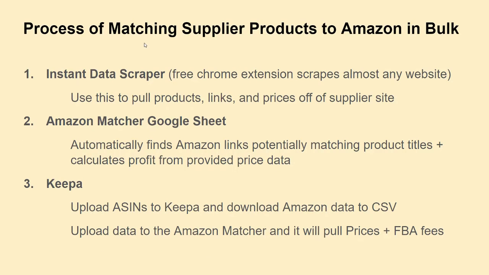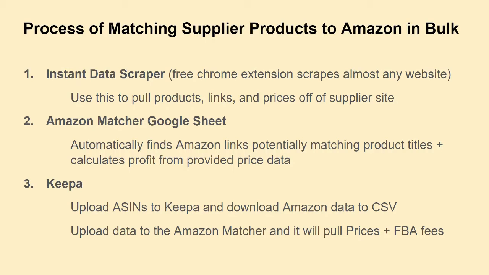Now, here's my process, the 3 steps of matching supplier products to Amazon in bulk. Number one, I'm going to use Instant Data Scraper, a free Chrome extension that scrapes almost any website. So far, I've been able to scrape lots of websites. You can pull off all the product titles, the links, and the prices off of any site.